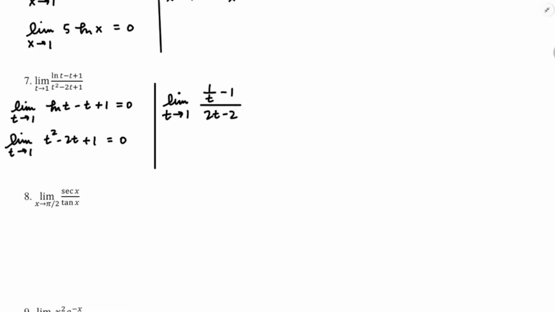And then I look at those, and these are both also going to 0. So I'm going to say, all right, well, the limit as t approaches 1 of 1 over t minus 1, that's going to be 0, and the limit as t approaches 1 of 2t minus 2 is also going to equal 0, so I need to use L'Hopital's rule again.